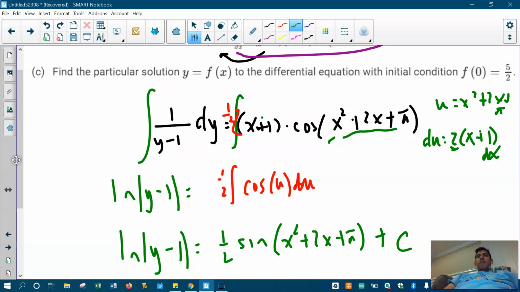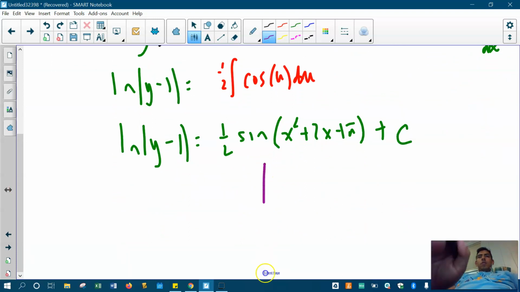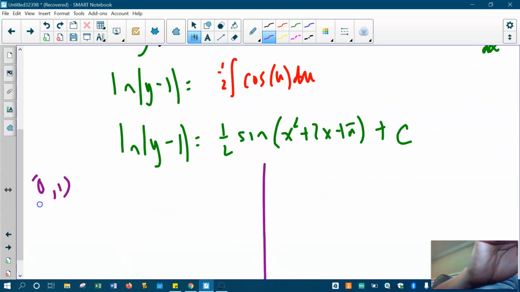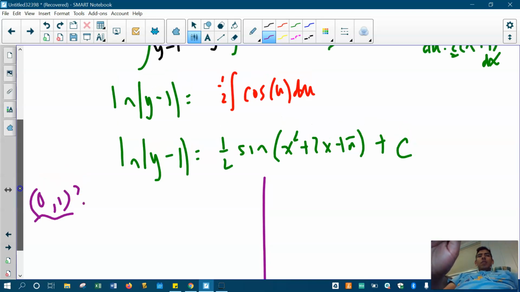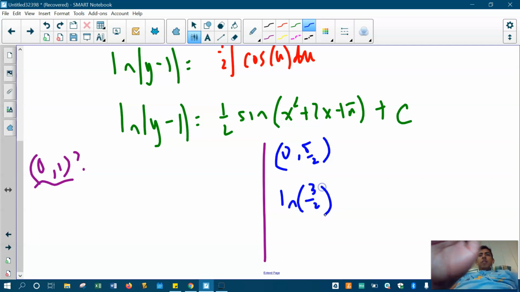I want to get the specific solution for 0, 5 over 2. I'm going to do two things here. I'm curious about that 0, 1 part from earlier. I want to see if it's the line y equals 1, so I'll mess with that in a second. But let's do the question that's asking, which is 0, 5 halves. So when I plug in 0, 5 halves, I end up getting the natural log of 3 halves, by plugging in 5 halves minus 1 is 3 over 2, equals 1/2 of 0 plus pi, which is pi, sine of pi is 0, so 1/2 times 0 plus C. Okay, so C is natural log of 3 halves.